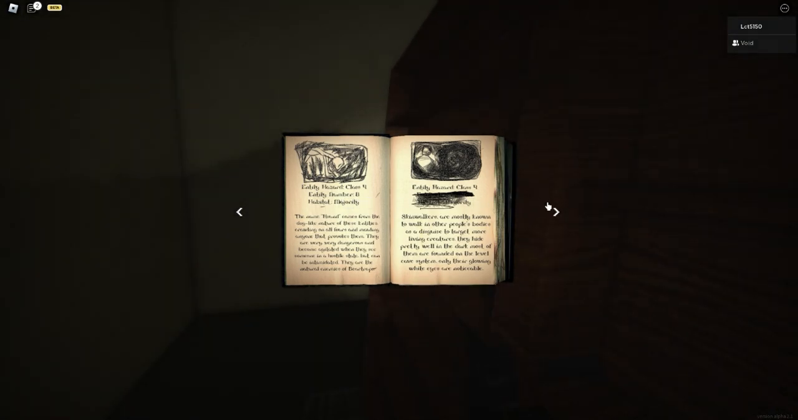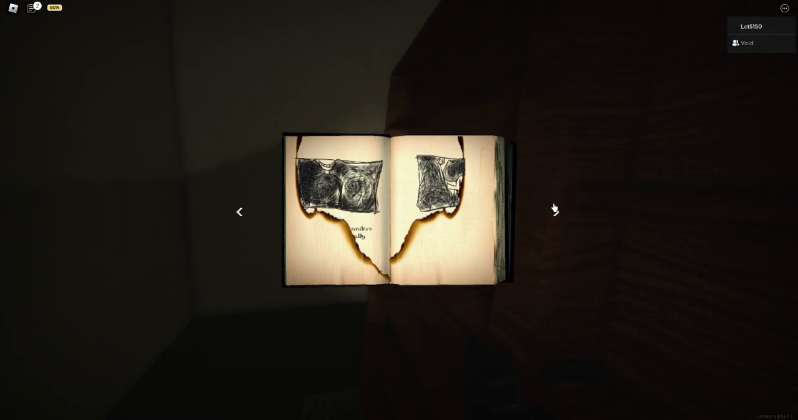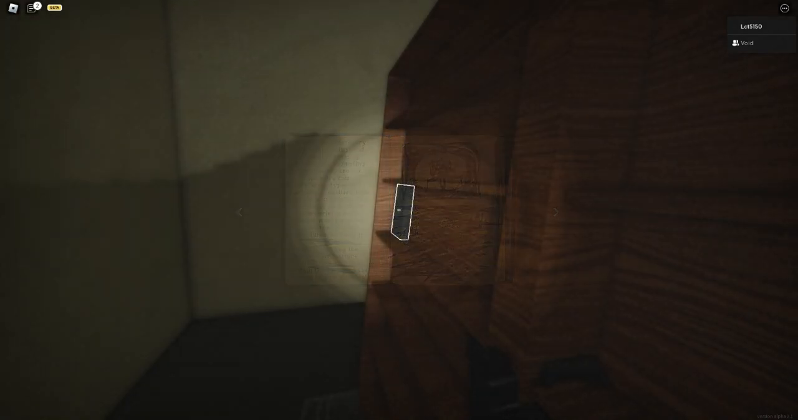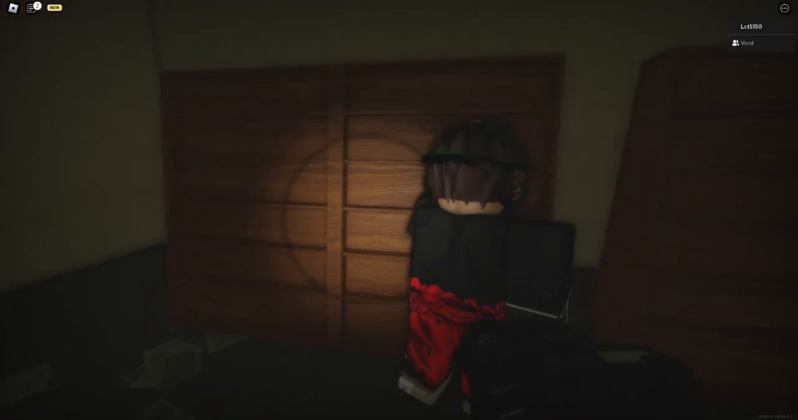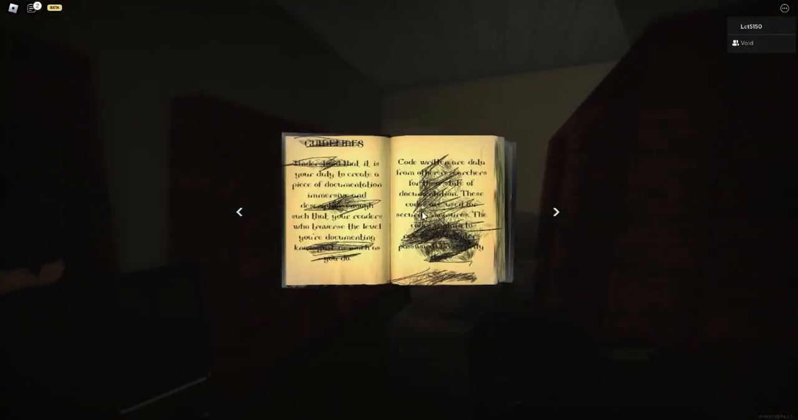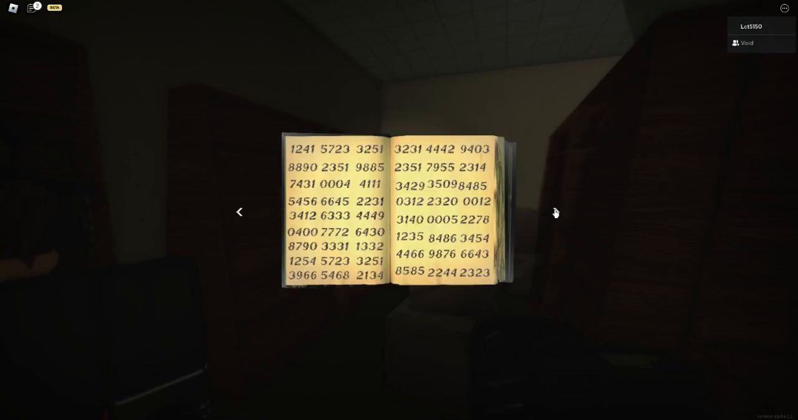Bro, we better take some sort of test or something? Here we go again. I think this is indeed something that it is your duty to create a piece of documentation, immersive and descriptive, such that your readers who traverse the level you're documenting know as much as you do.